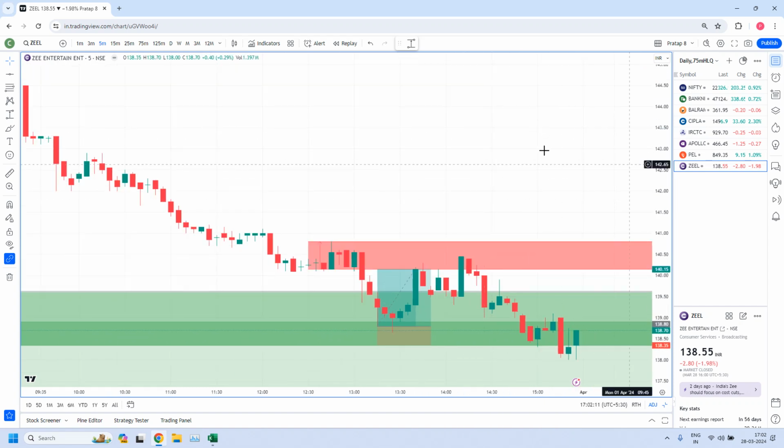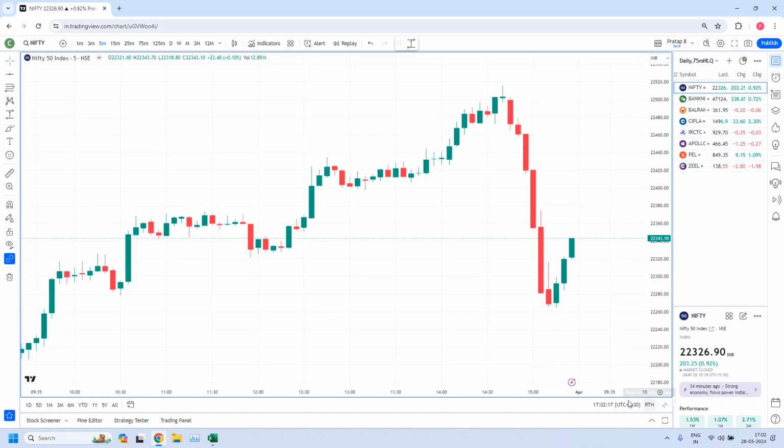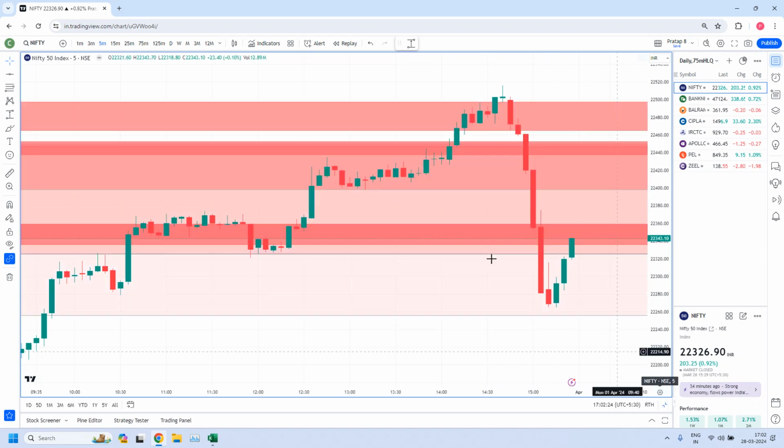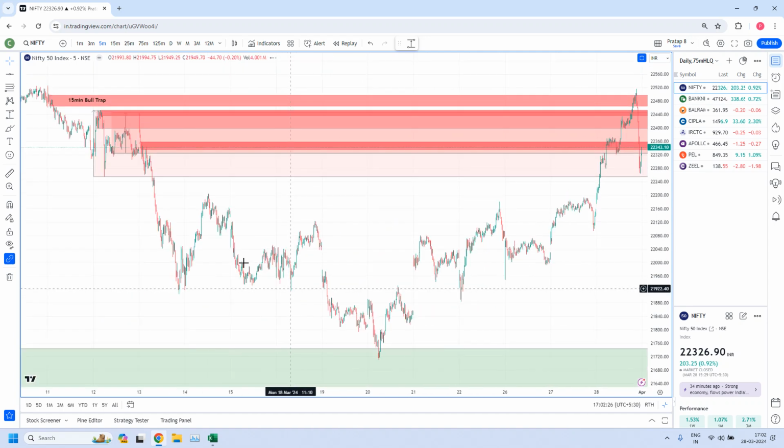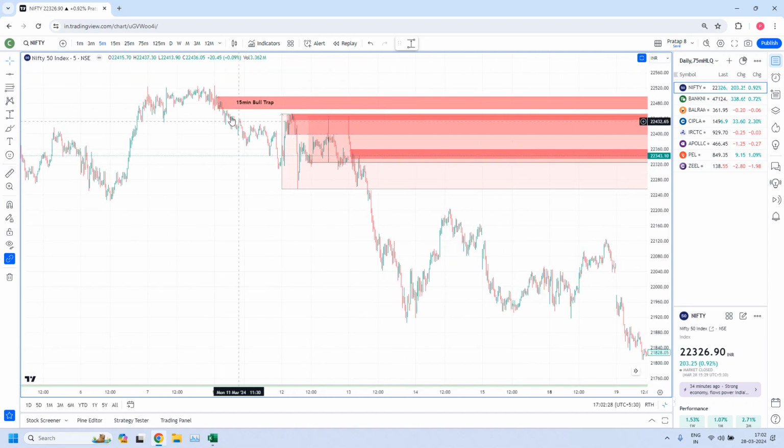So this is about Z Limited. And the next one is Nifty. The zone is violated today, but it entered into the bull trap a little above that. See, there was a bull trap a little above this zone. I actually talked about this bull trap in the Nifty analysis video, the weekend analysis video last Sunday or Monday.